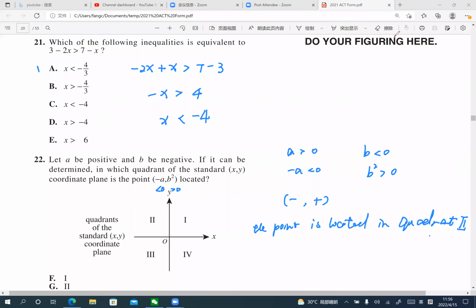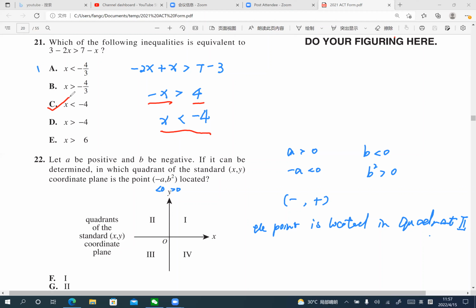Question 21. Which of the following inequalities is equivalent to 3 minus 2x greater than 7 minus x? The first step, move all the terms containing x to the left side and move all the constants to the right side. Then we have negative 2x plus x greater than 7 minus 3. 7 minus 3 is 4. Negative 2x plus x is negative x. Therefore, x is less than negative 4. Don't forget to reverse the direction. So we should choose option C.